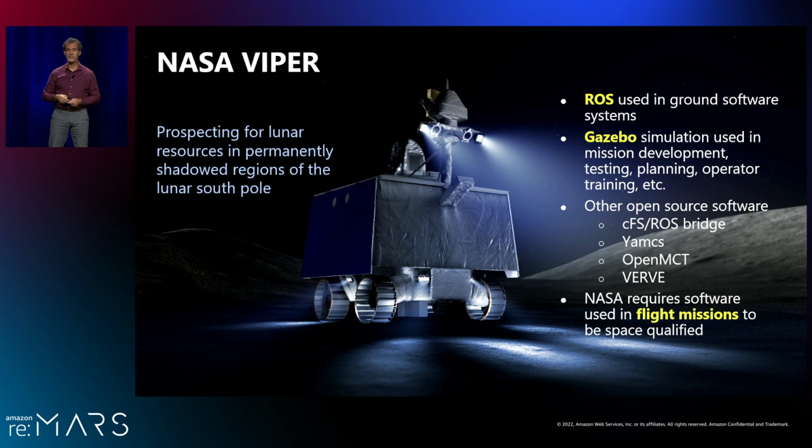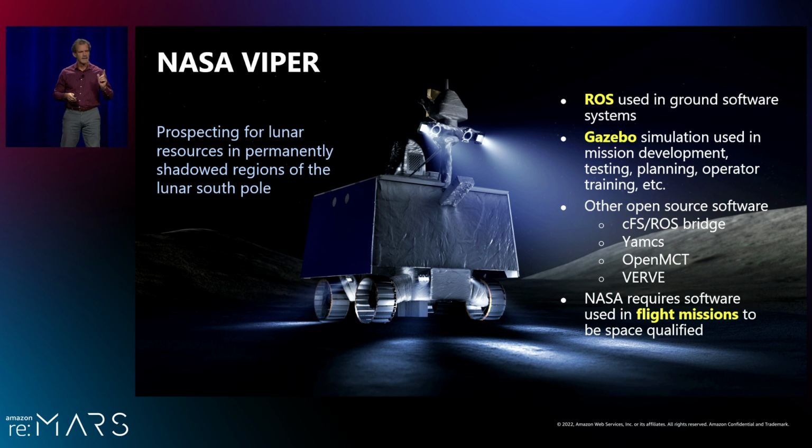They're also using other open source software for this project. There's a bridge from ROS to CFS, the core flight system that I mentioned earlier, that was used. And there's the mission control software, YAMS and OpenMCT, and there's another one called Verb that's also used. So a very extensive system of the flight software, the ground software, mission control, and all of this.